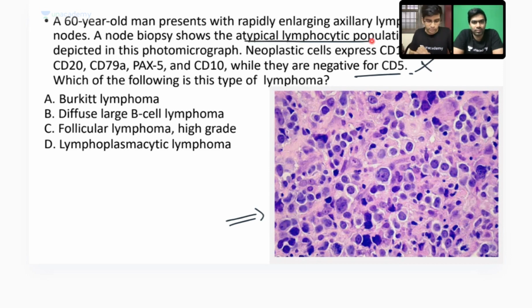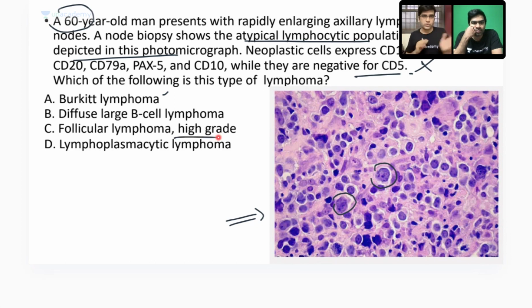I have an atypical lymphoid population depicted in this photomicrograph. Yes, it's definitely pleomorphic. You can see a few cells with one or more than two nucleoli as well, right? Definitely a pleomorphic one. Can this be Burkitt's? A 60-year-old person, Burkitt's? Unlikely to be Burkitt's, and you don't have the classical starry sky appearance of Burkitt's, so I'm going to rule out Burkitt's.